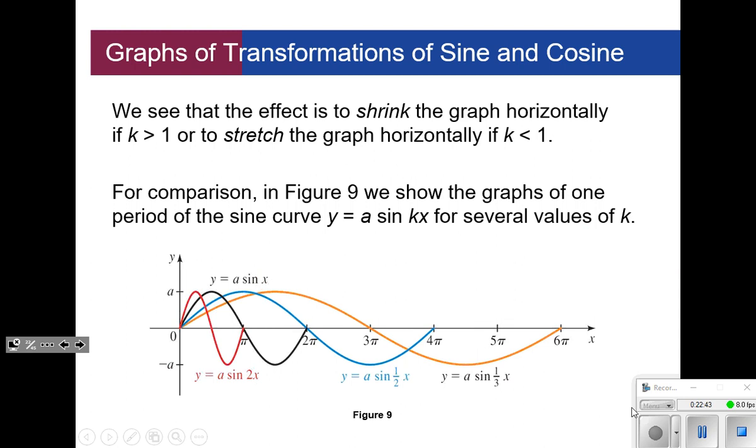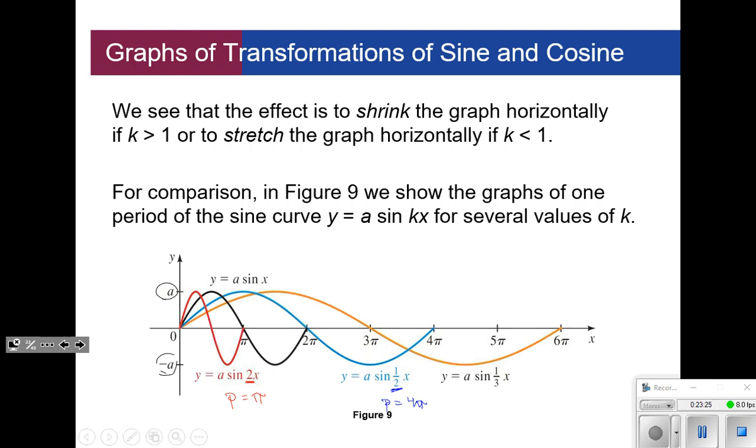This is a good graph for comparison. A is your amplitude. So on your graph, it's either going to go up to positive A or down to negative A. And if your k is 2, your period's going to be pi, because you're going to take 2 pi divided by 2. If, looking at the blue one here, your k is 1/2, your period is 2 pi divided by 1/2, so your period is 4 pi.